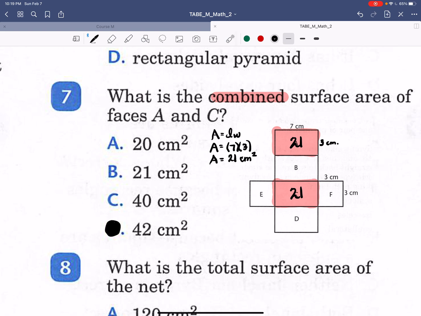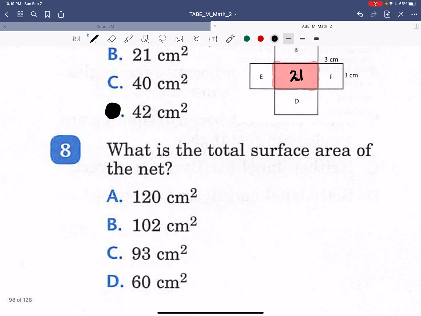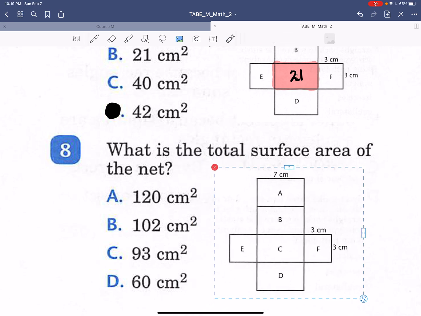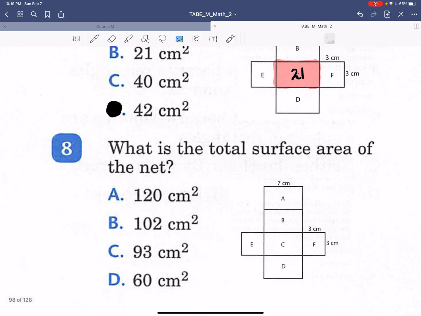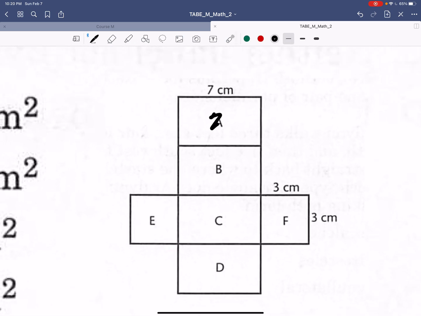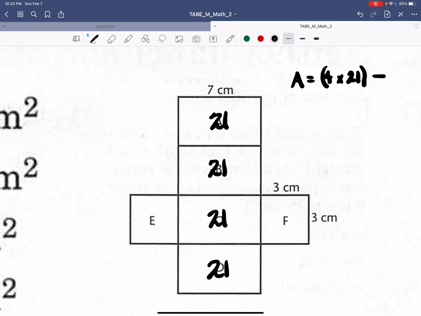Okay, number 8 wants to know the total surface area of this net. So let's take into account what we already know. We know A is 21 and we know C is 21. B and D would also be 21. So we have 4 of the 21s. A is 4 times 21. Plus, we have to deal with these two little sides, the sides of the box, which would be E and F. Those are congruent. E is not labeled, so let me work with F.